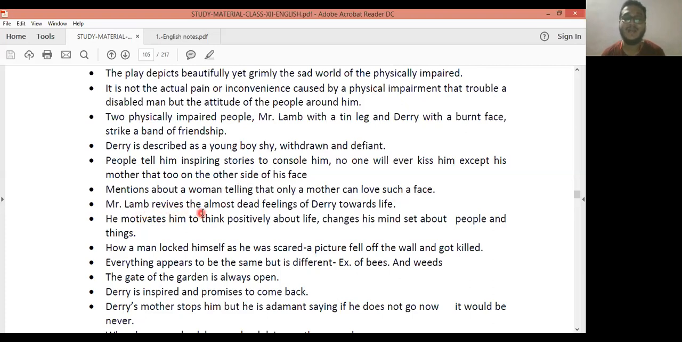Mr. Lamb revives the almost dead feeling of Derry towards life. Dead feeling of Derry towards life. Derry is having negative feelings, not positive feelings, towards life.